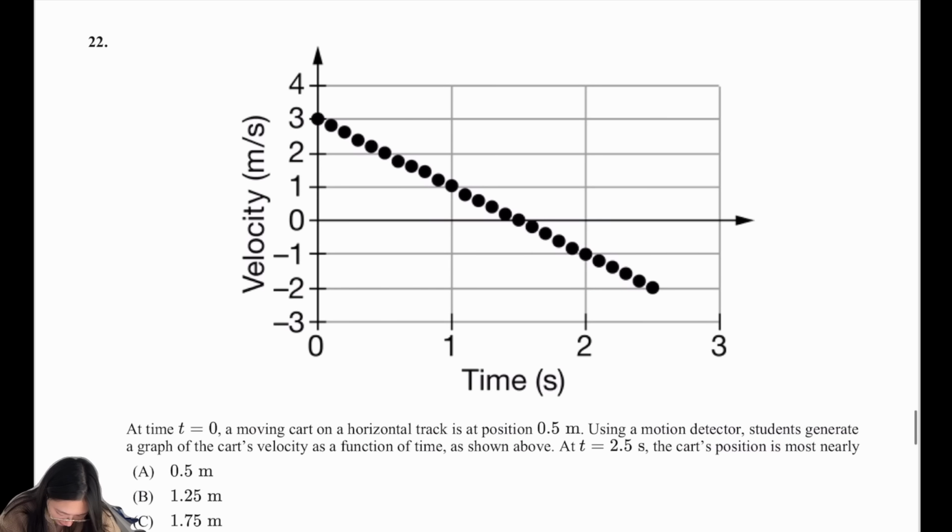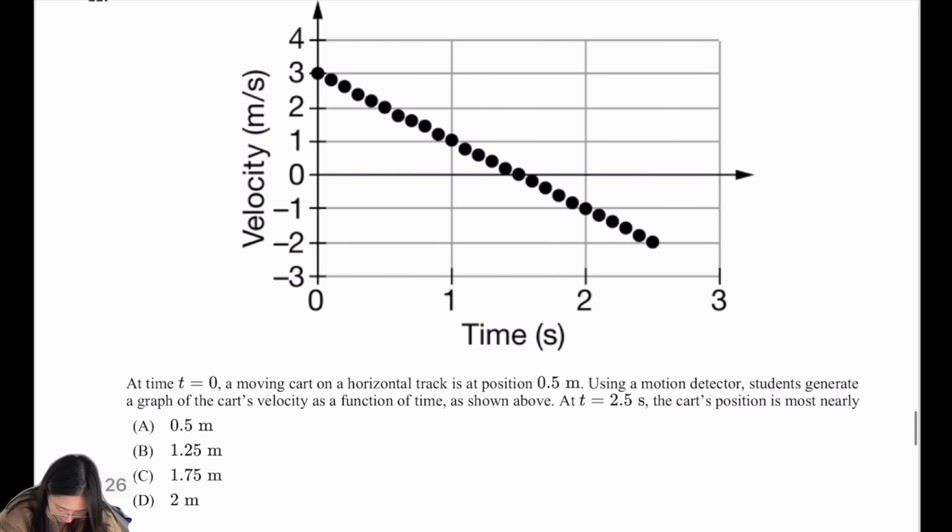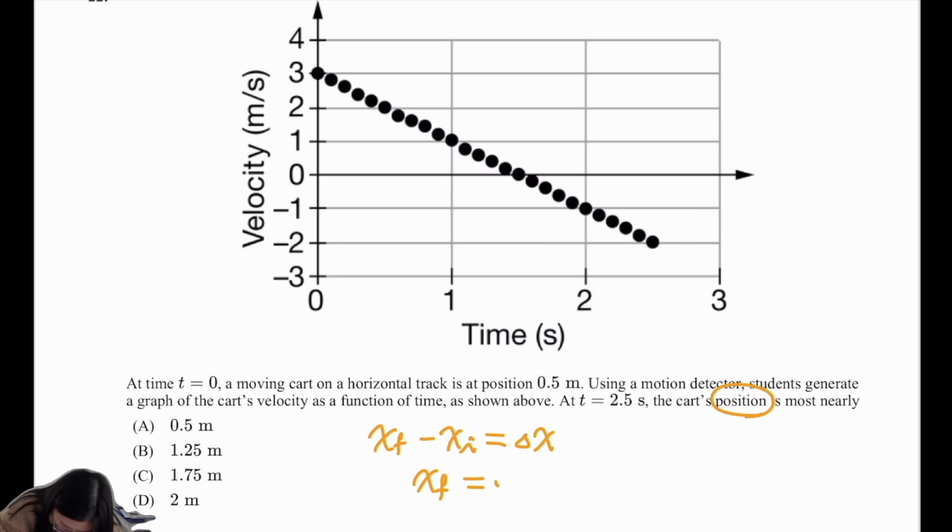Question number 22. At time t is equal to 0, a moving cart on a horizontal track is at position 0.5 meters. Using a motion detector, students generate a graph of the cart's velocity as a function of time. At time t is equal to 2.5 seconds, the cart's position is most nearly. Okay, so it's asking for the final position. And the final position minus initial position is equal to the displacement. So final position is equal to initial position plus the displacement. So initial position 0.5 plus the displacement.